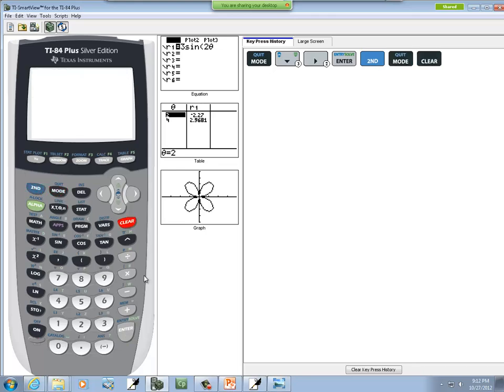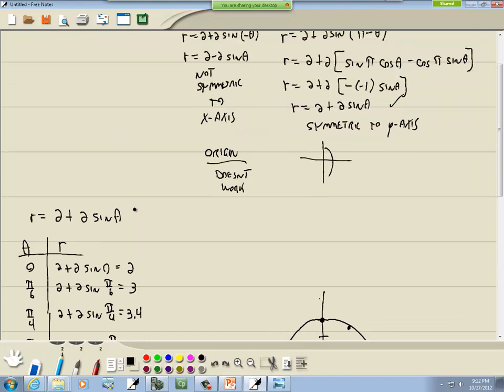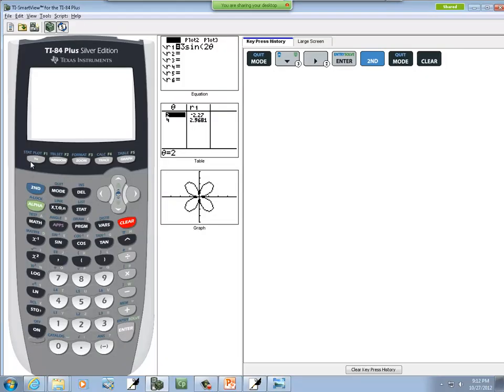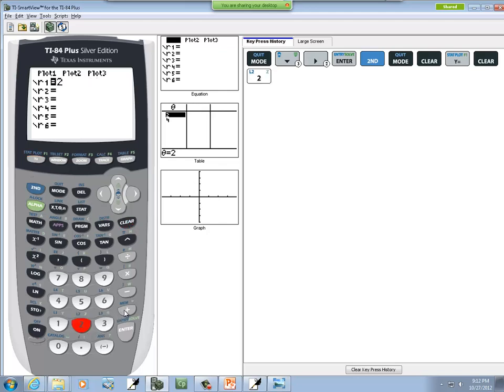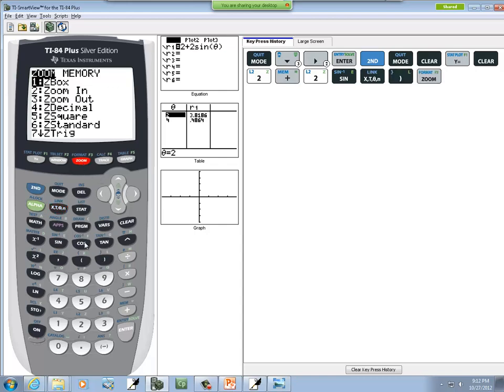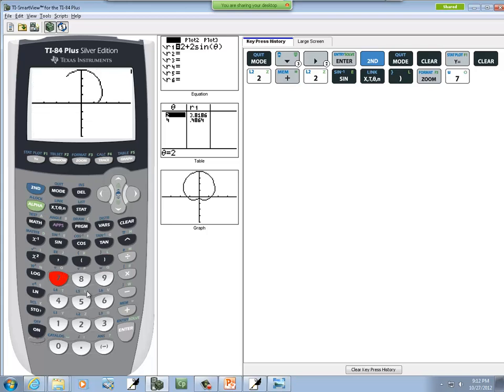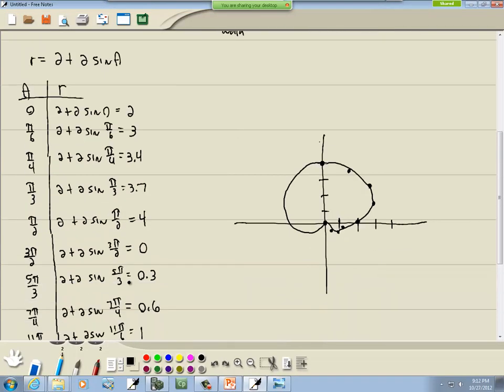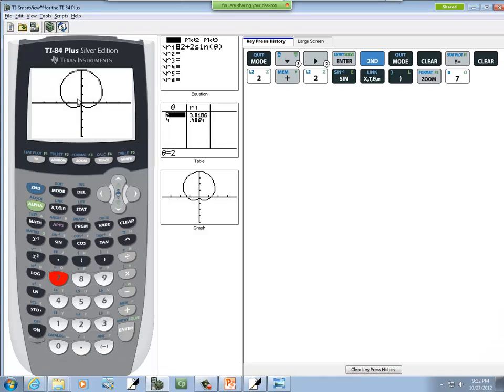Now to graph these, like this one here, we got 2 plus 2 sine theta. You're going to press your y equals. Clear. Put 2 plus 2 sine, our x key, let's put theta now. Closing parentheses if you want. Then press zoom. And number 7 for ZTrig. And I'm looking at that. I don't see where that's any better than my graph. I think mine's perfect, but that's what it should look like. So that's our graph.